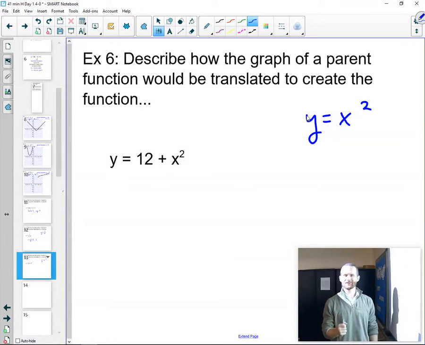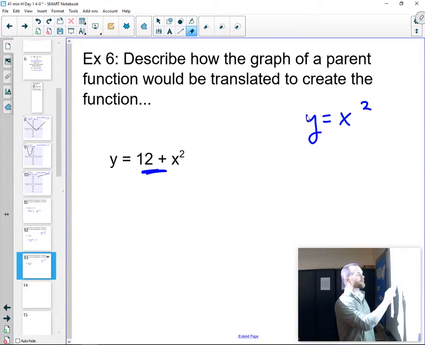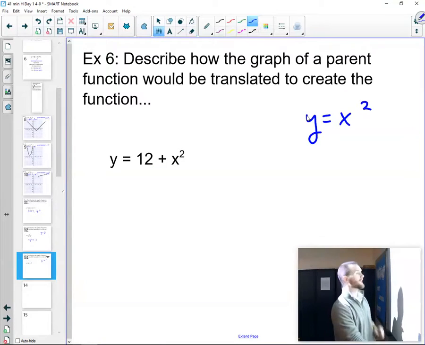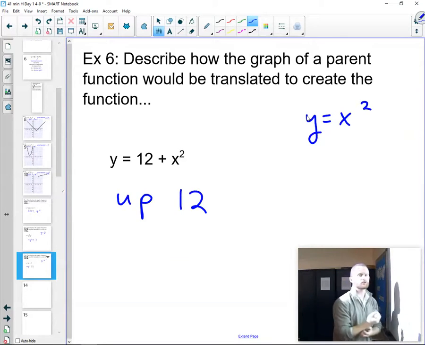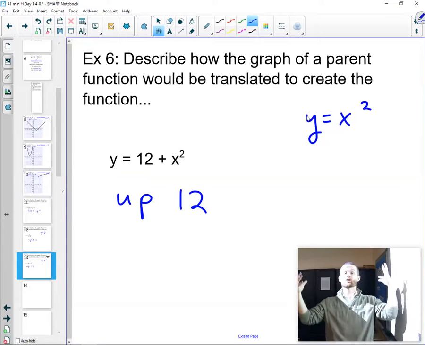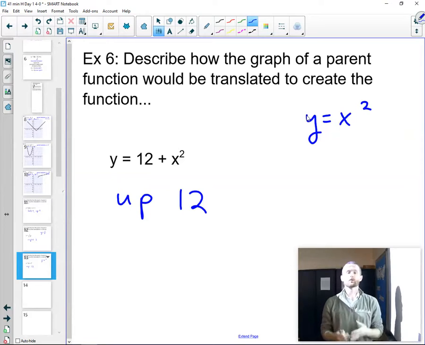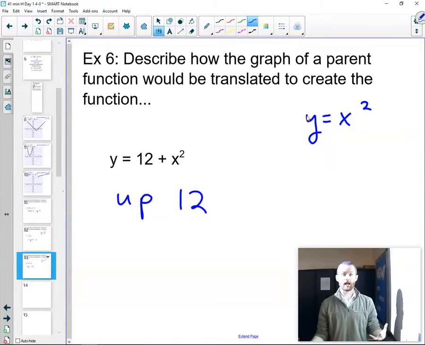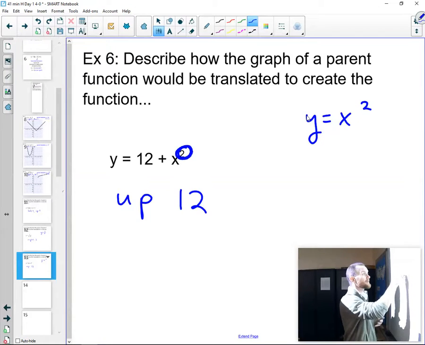Now, a lot of students get confused by this because the 12 is in front. They think, oh, that's got to be an h value, but it's actually not. The 12 is a k value. We're going to move up 12. Now, in case you're not sure why that is, just remember, the h value is whatever we're adding or subtracting inside the most important part of the function. The k value is whatever we're adding or subtracting outside the most important part of the function. The most important part of this function is the power of 2.